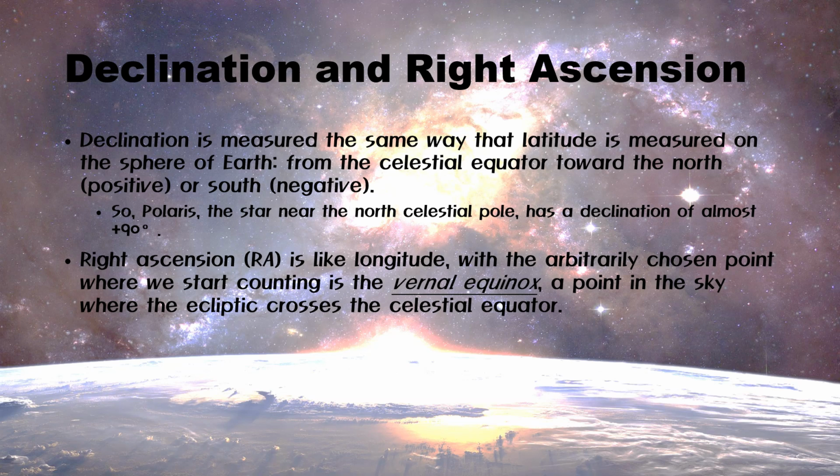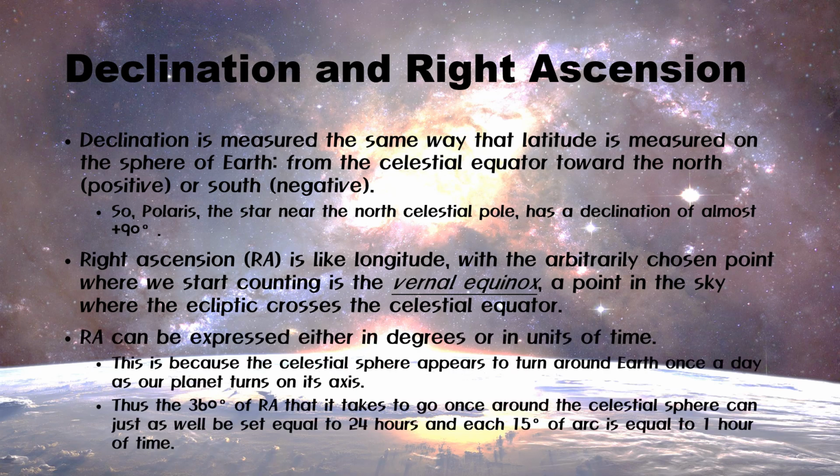Now, right ascension, RA, is very much like longitude, with the arbitrarily chosen point where we start counting being the vernal equinox, a point in the sky where the ecliptic crosses the celestial equator. Right ascension can be expressed either in degrees or in units of time. This is because the celestial sphere appears to turn around the Earth once a day as our planet turns on its axis. Therefore, the 360 degrees of right ascension it takes to go once around the celestial sphere can just as well be set equal to 24 hours, and each 15 degrees of arc is equal to 1 hour of time.